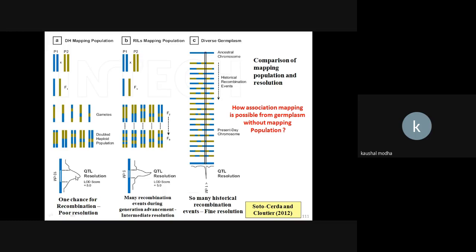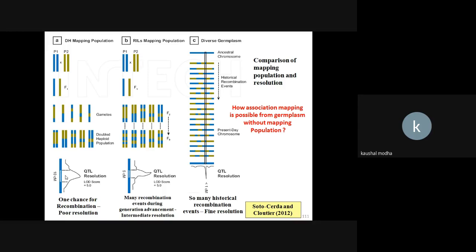the resolution power is 10 centimorgan. That means you can identify a marker which is as close as 10 centimorgan to the gene. We cannot have finer resolution than that. That means if you identify a marker in double haploids, it might be as close as 10 centimorgan distance to the gene of interest.